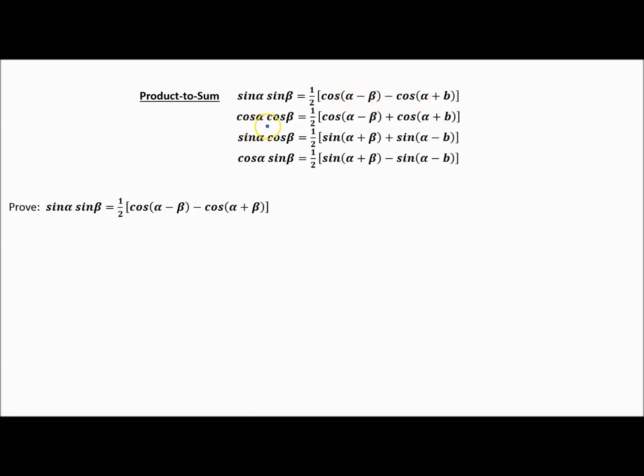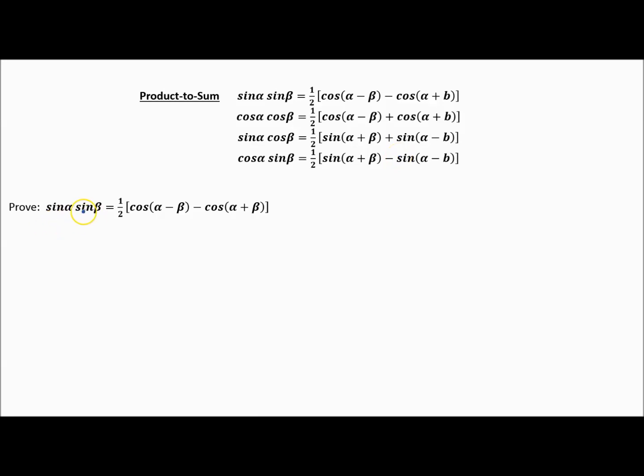Okay, so cosine of alpha, cosine of beta is again a product, because you're multiplying trig functions together of two different angles, and it turns into the sum of cosines. You take again a product, sine of alpha times the cosine of beta, that turns into the sum of sine of alpha plus beta, sine of alpha minus beta, or sine of two different angles, let me say it that way. So we're turning products into addition or subtraction.